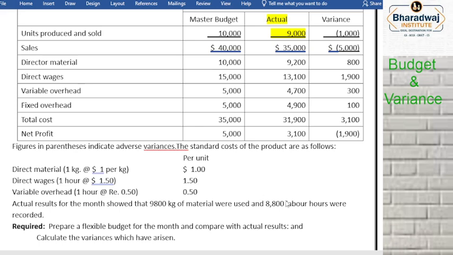You work out and tell me the budget for 9,000 units. For that budget, what is the profit?